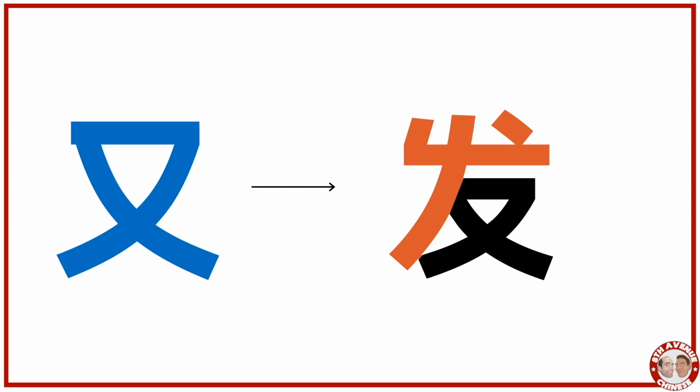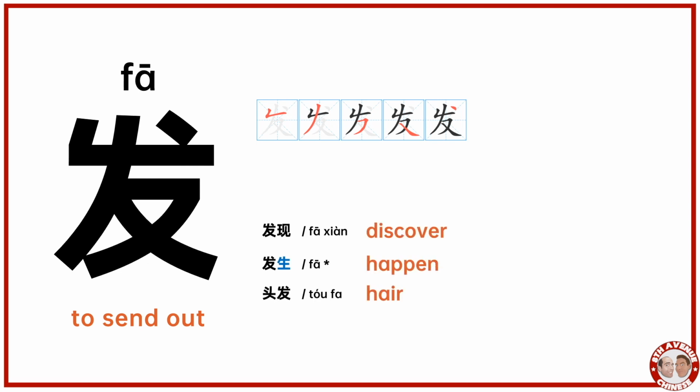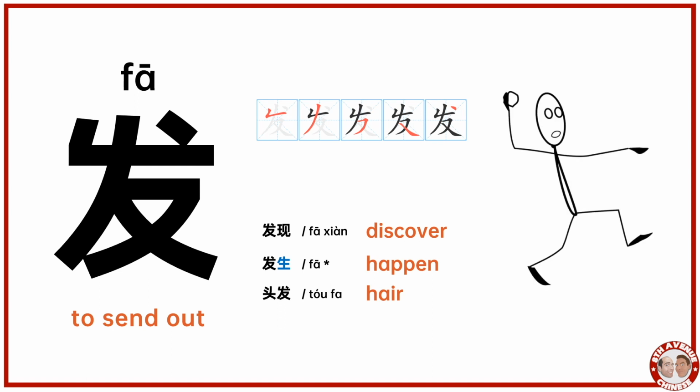Okay, do you remember what this character is? Very good. This is yo, meaning again. Now, if we add this part to the top, we get fa, to send or to send out. To me, this character looks vaguely like a guy with one arm up and the other arm extended in the process of throwing something or sending something out away from him.